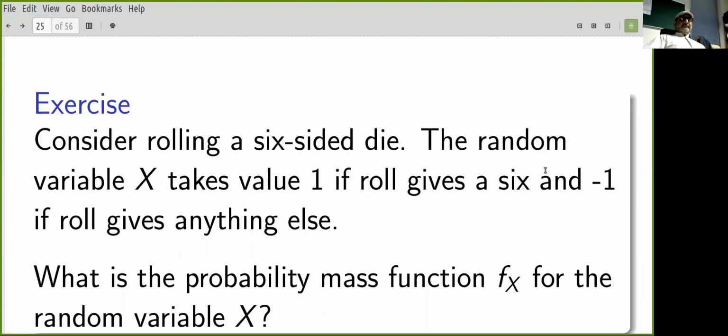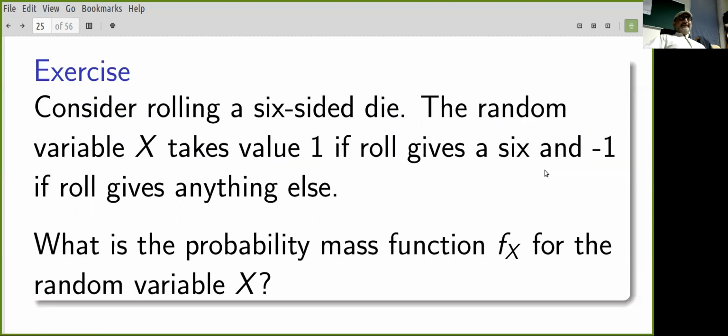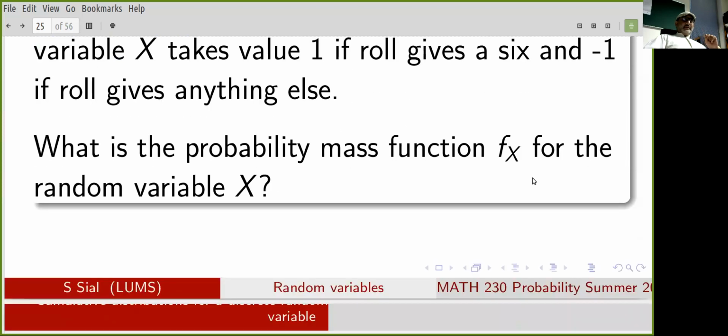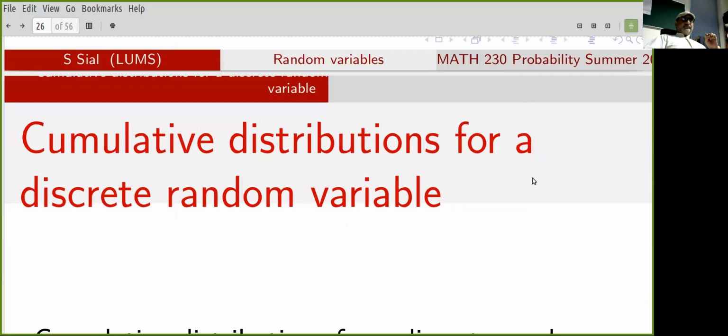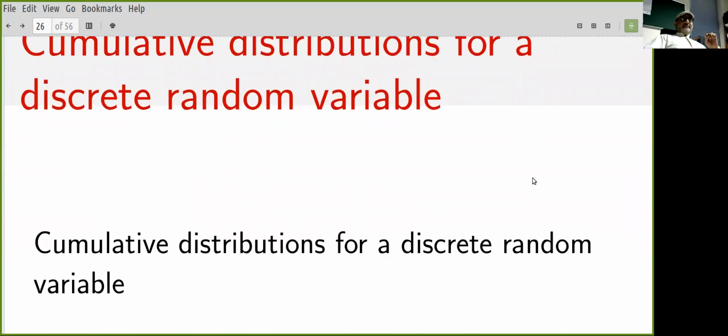Sorry, I've got that wrong. X only takes values 1 and -1. So f sub x of 1 is equal to 1 over 6. And f sub x of -1 is equal to 5 over 6. And f sub x of x is equal to 0 whenever x is not equal to 1 or -1. Okay, so that would define the PMF for x. Okay, cumulative distributions are related to the probability mass function.